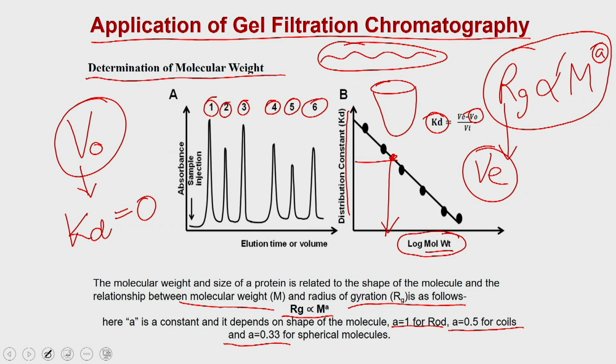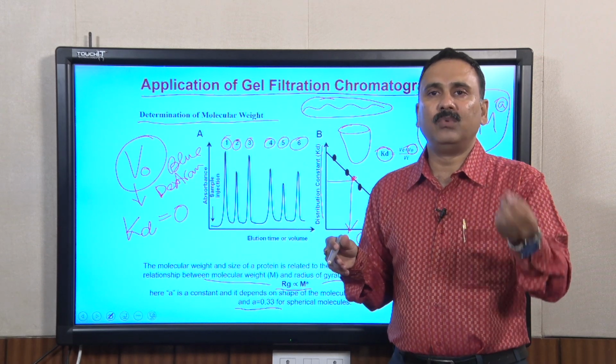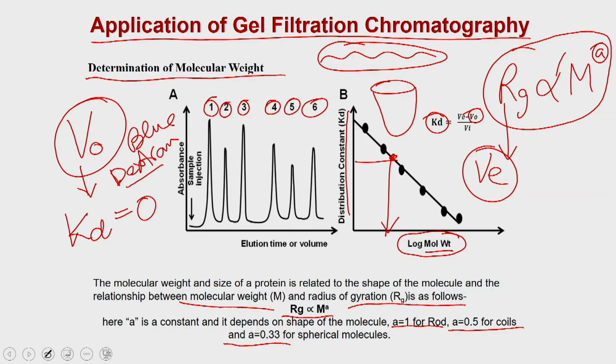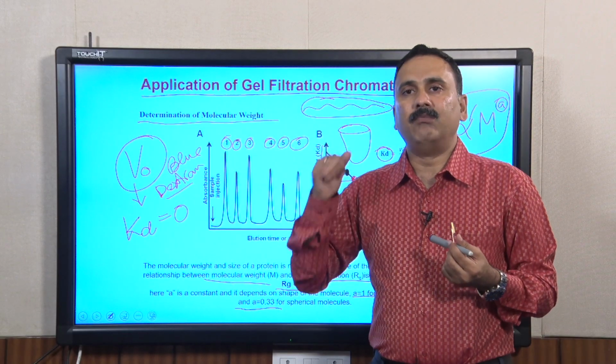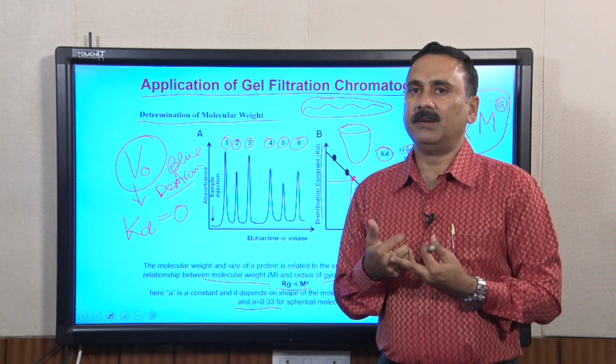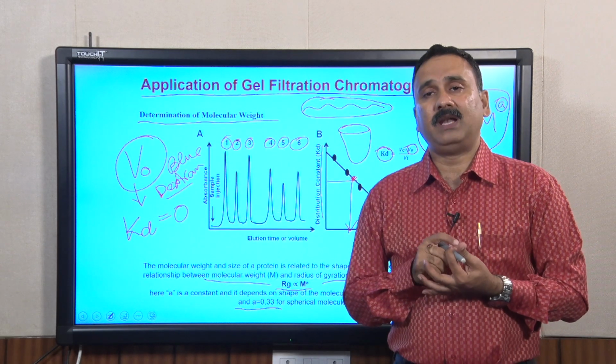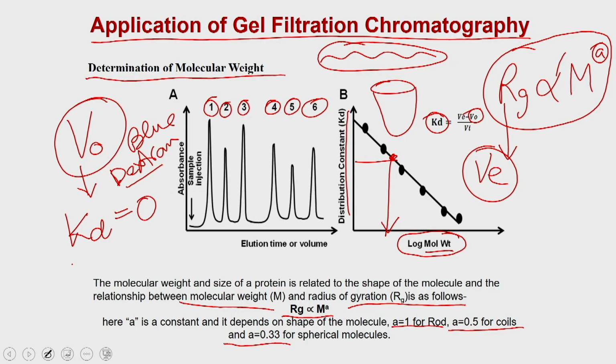One of the classical examples of the sugar people use is dextran. Because you want to detect this dextran, people stain it with a blue dye, and that is why it is called blue dextran. If you load the blue dextran onto the column, it is going to be excluded from the column because it is in the extended conformation, and it will exhibit a Kd value equivalent to 0, which means the VE is going to be your VO.